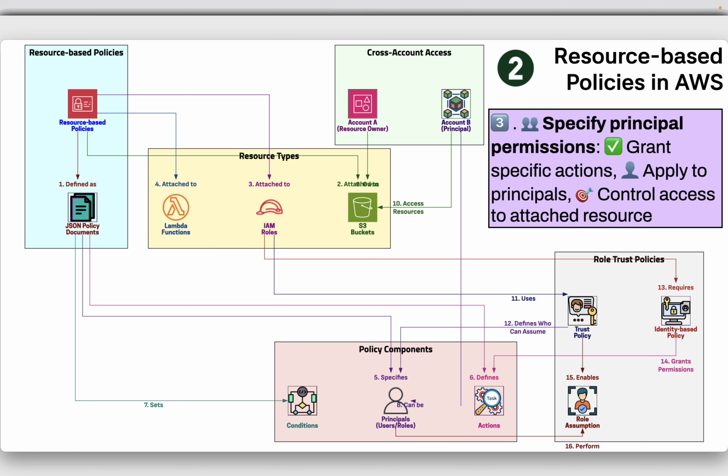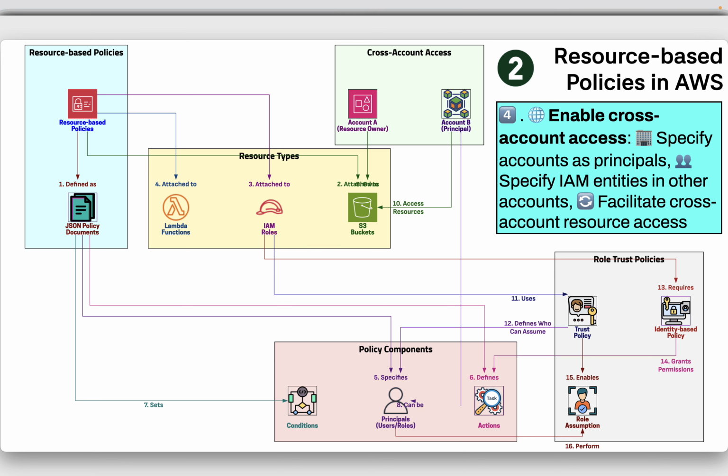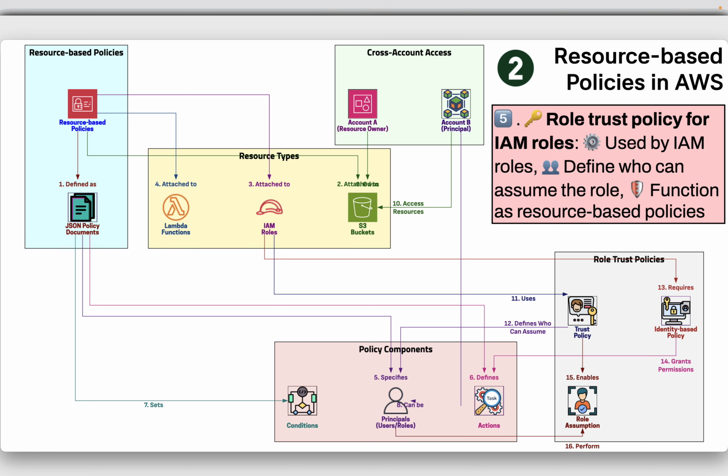They specify principal permissions. They grant specific actions to principals on the attached resource. They enable cross-account access. By specifying an account or IAM entities in another account as the principal, these policies facilitate cross-account resource access. Role trust policy for IAM roles: IAM roles use role trust policies as their resource-based policies to define who can assume the role.